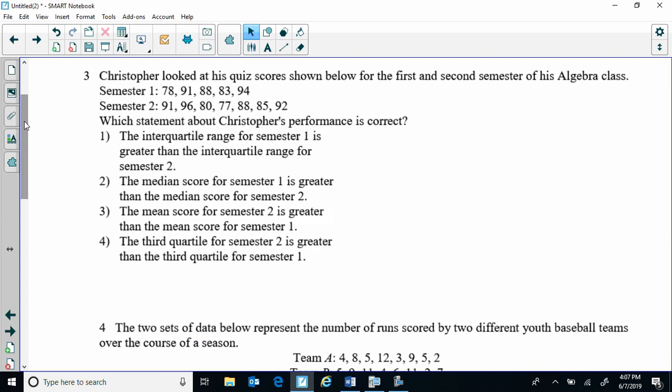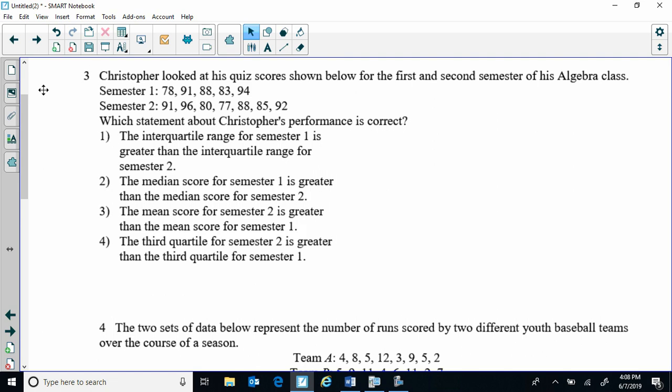When you are asked about things such as mean, median, quartiles, interquartile range, or standard deviation, you will want to use L1 in your calculator. Anytime you see those words, you should have a list of numbers you want to put into L1 in your calculator. So if you look at question 3, Christopher looked at his quiz scores shown below for the first and second semester of his algebra class.